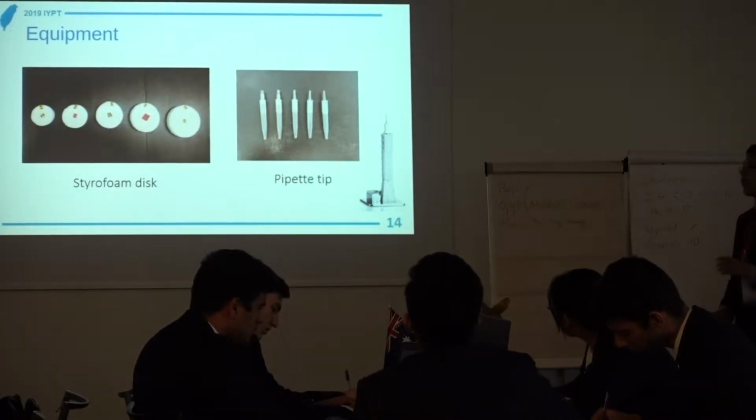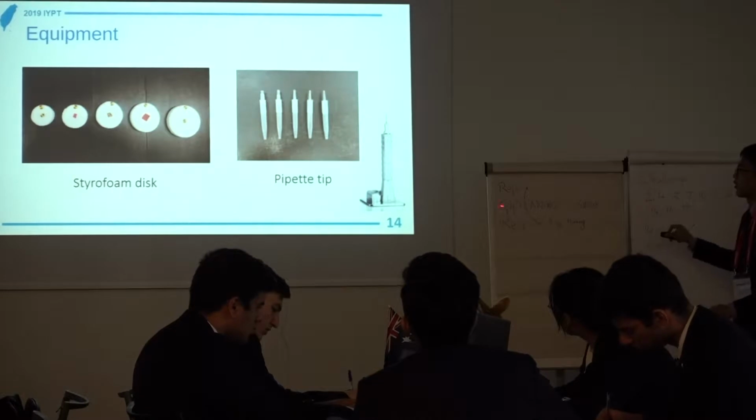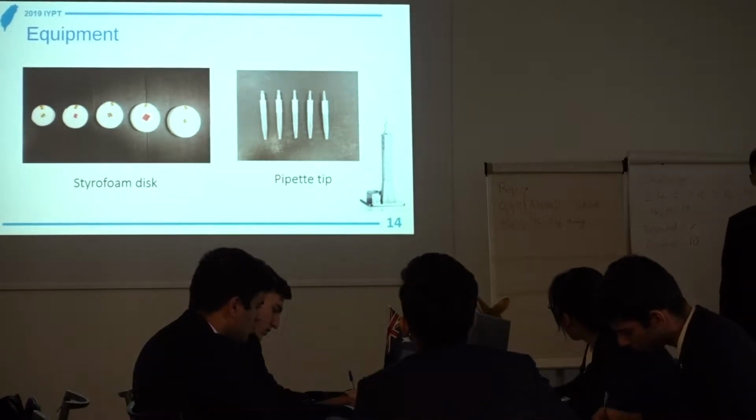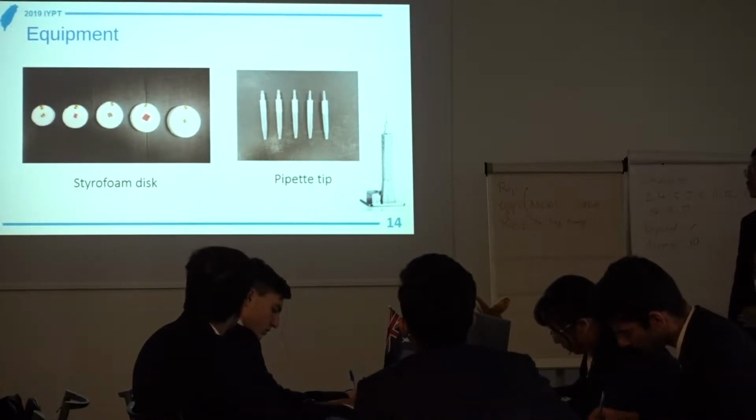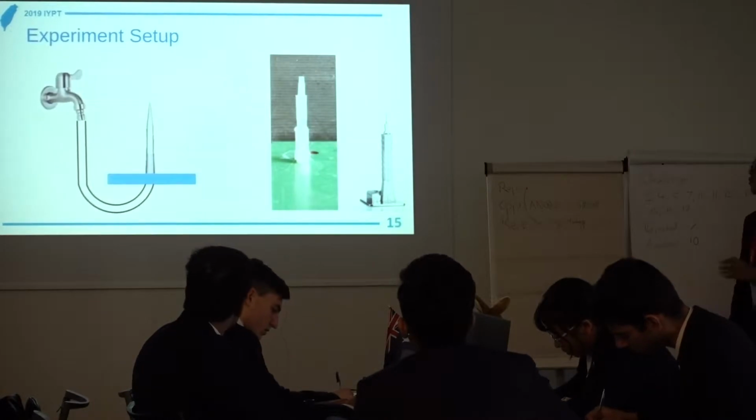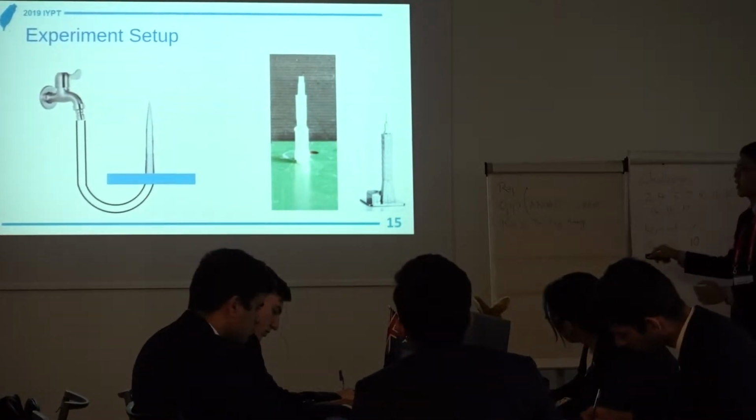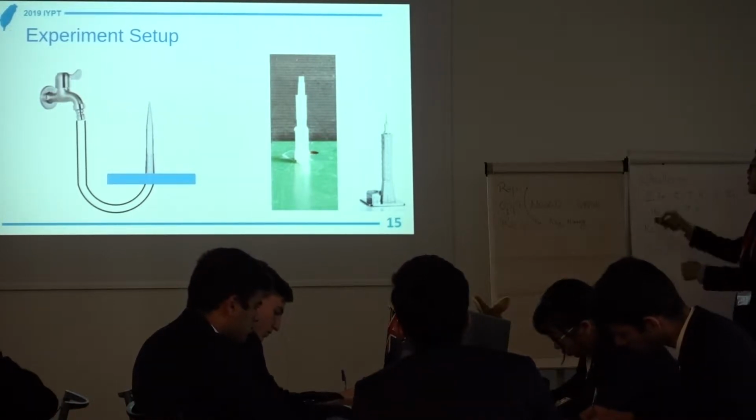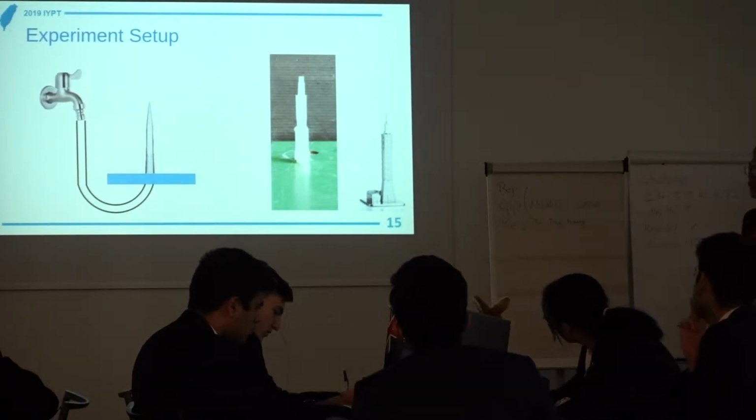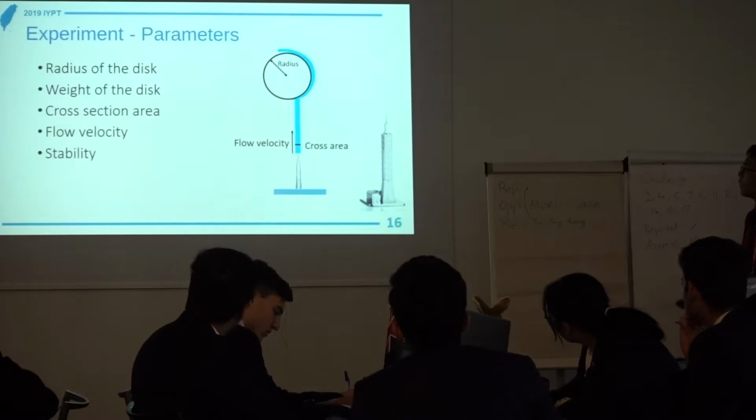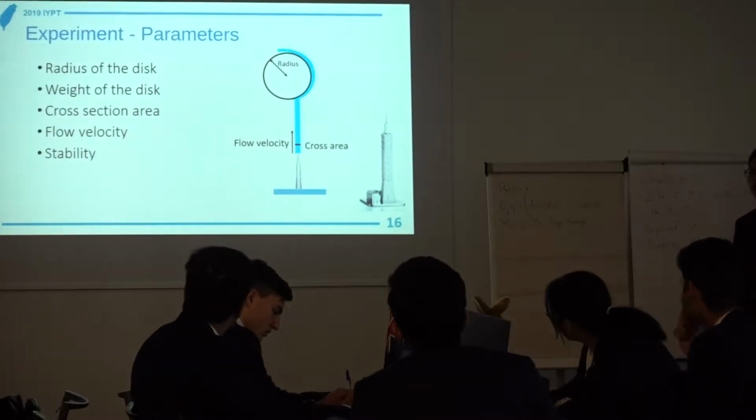So this is the equipment that we use. We use a standing roll disk and use the pipette. The pipette is used to control the cross area of the water jets. So this will be the experimental setup. The pipette will be connected with the pipe in the faucet, and here's a picture of the pipette that we use.